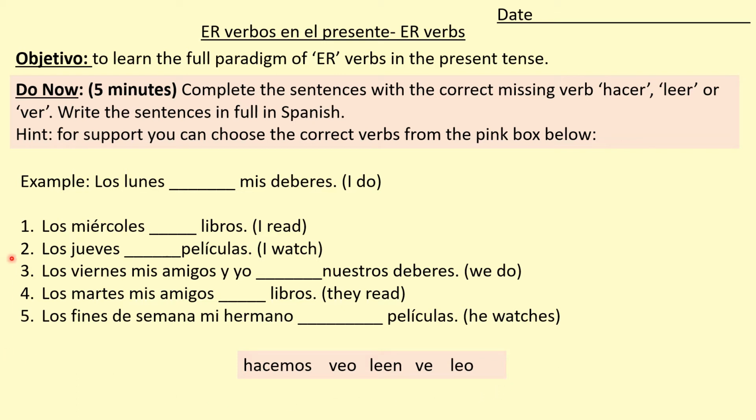There's an example here I'd like to do together. So here we have a sentence, los lunes, blank, mis deberes. And in brackets, it tells you exactly what you're to write in Spanish and the instructions in English. So we need to say I do. I do is hago. So you put hago in there. The answers to 1 to 5 are in the pink box if you need it. Try to do it without if you can. Pause to do that now. Press play to get the answers.